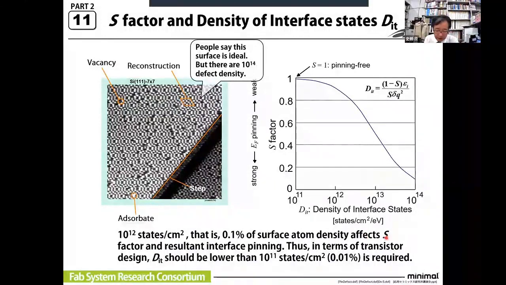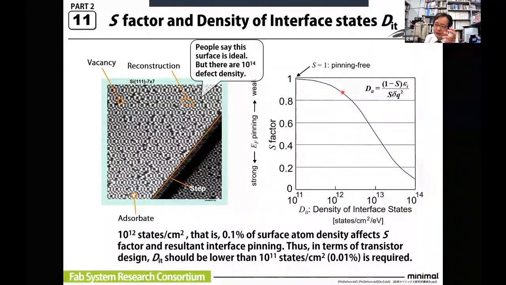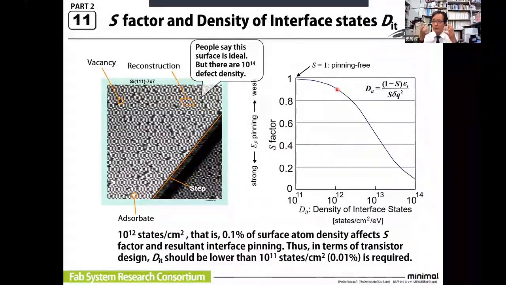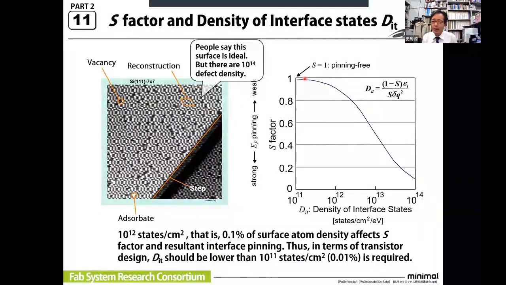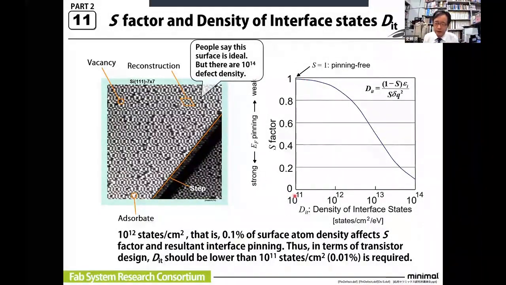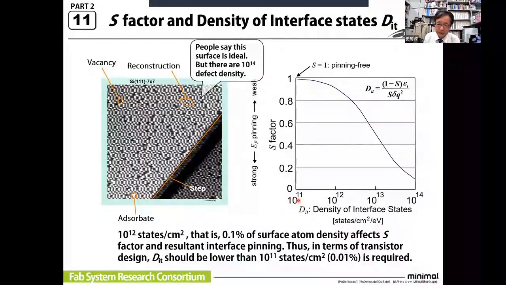So, okay. If you want to make a rough device, 10 to the 12 DIT is okay. It is allowable. But if you want to make a precision device, you have to achieve an S factor of near 1 or so. It means 10 to the 11th density of states.